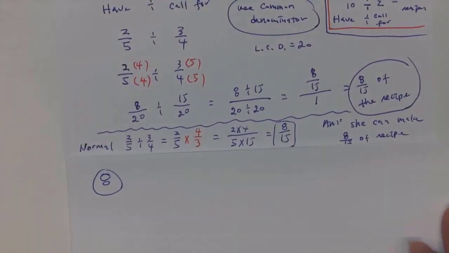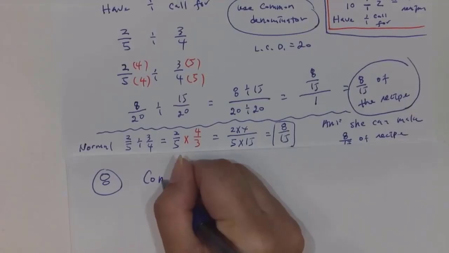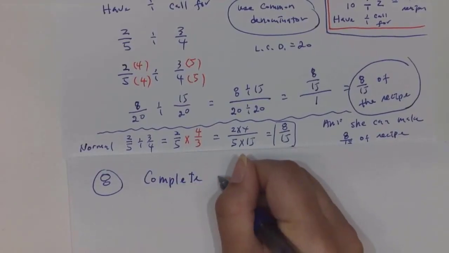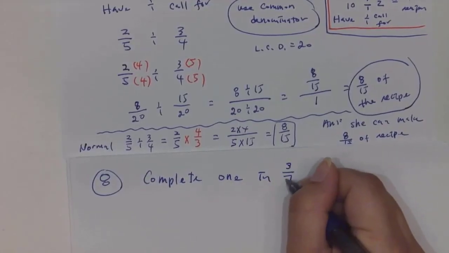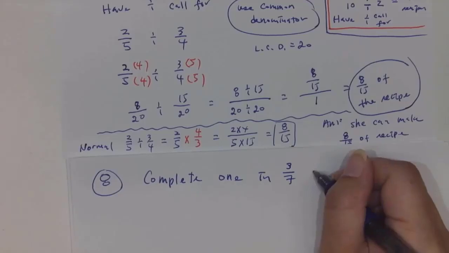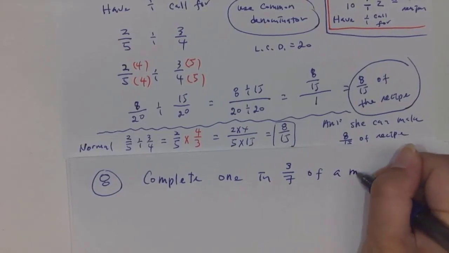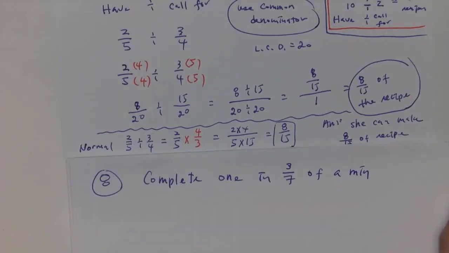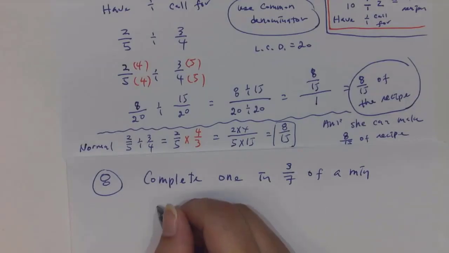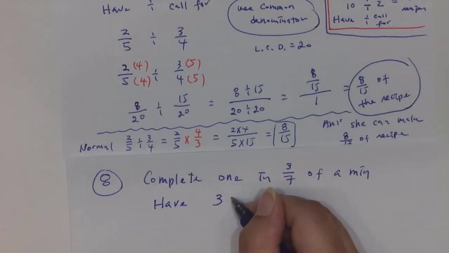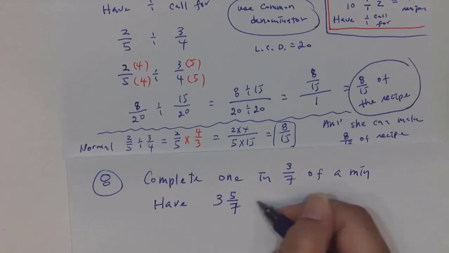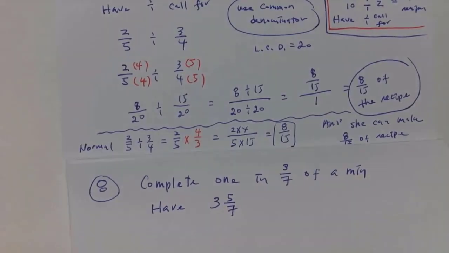So what do we know? He can complete one in 3/7 of a minute. Okay, got it. And what else? He wants to do it in about 3 and 5/7 of a minute. This is the time he has, right? He has 3 and 5/7 of a minute.